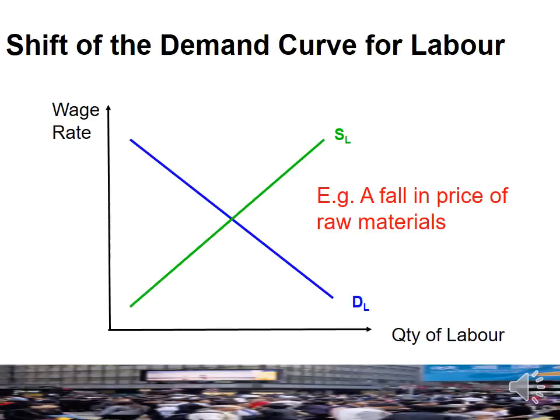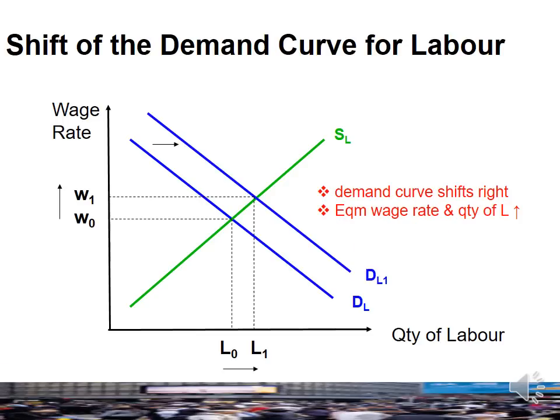In this example, we have the price of raw materials becoming cheaper. When you have cheaper raw materials, firms want to produce more. So when firms want to produce more, naturally they need more workers. As a result, the demand curve for workers will shift to the right. Recall demand for workers is by firms. Because raw materials are now cheaper, they can produce more, so they want to hire more workers. You can see the equilibrium point changing, and the wage rate will go up, because more workers are needed.